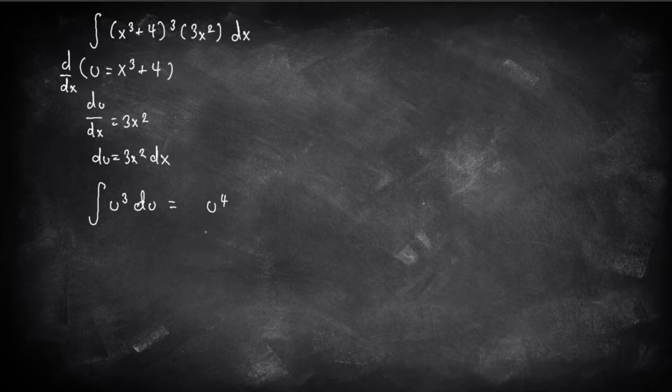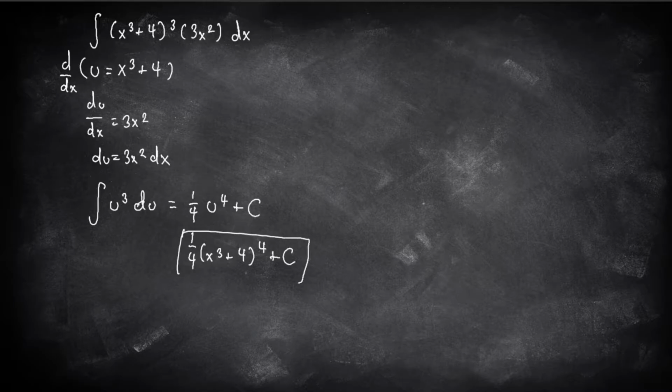The derivative of u to the power 4 is 4u cubed. We want u to the power 3, not 4u cubed, so we use a 1/4 scalar. And as usual, since there's no bounds, we're going to add a c. But remember, we substituted in a u. Our original variable is x, so we got to substitute it back in. Our u was x cubed plus 4, so we get 1/4 (x cubed plus 4) to the power 4 plus c. So this is our integral.